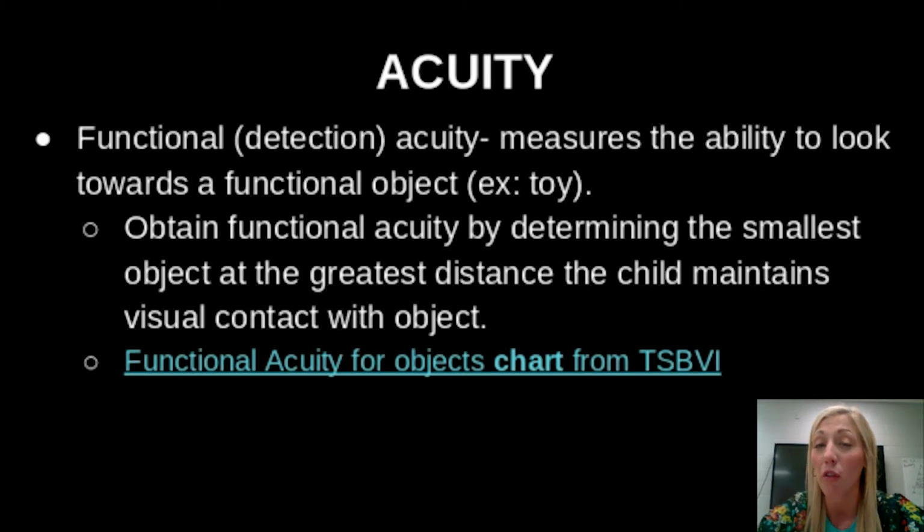If I'm finding a functional acuity for one of my students, I include this chart in my report as well. So what you want to do is find that toy or object that the student is drawn to, or will look towards, and then you find the smallest object at the greatest distance the child will look at, and that's what you record. You type the size of the object and the distance that the student is looking at, and that's how you determine their functional acuity on your assessment.